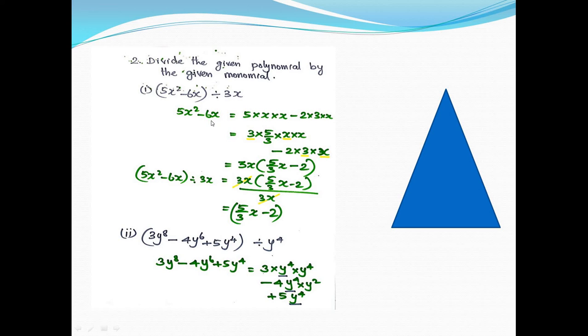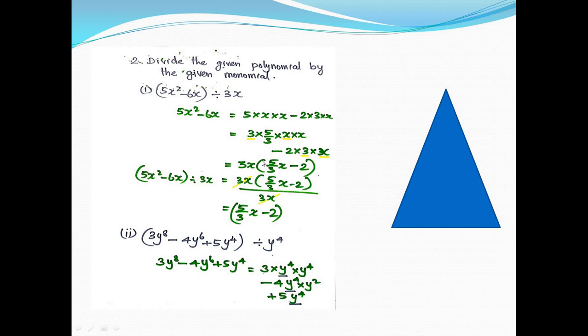So the division is by 3x. So we have to get a 3x. What do we have to do in these kinds of things? We have to rewrite the first term as 3 multiplied by 5 by 3 multiplied by x multiplied by x, minus 2 multiplied by 3 multiplied by x. Now we can take 3x as the common factor.